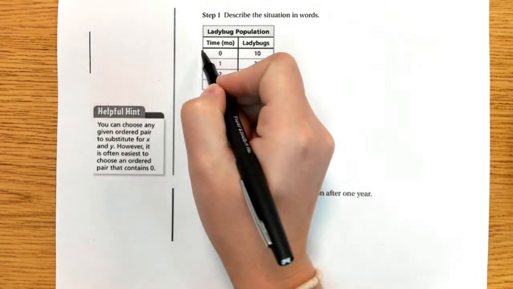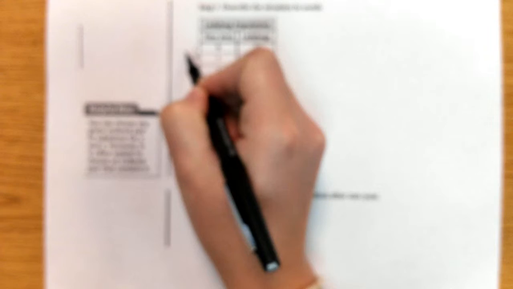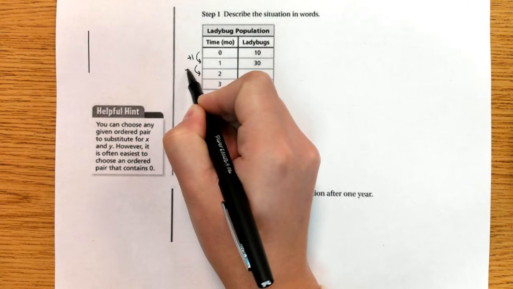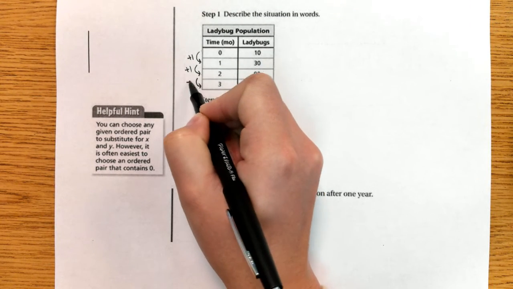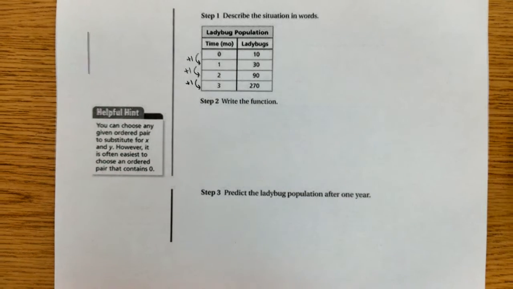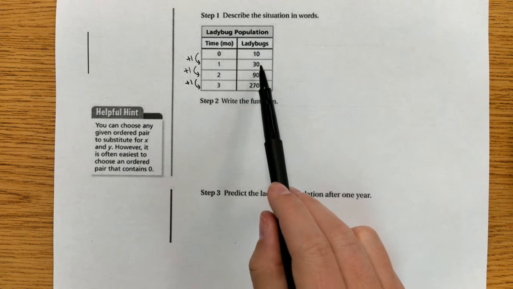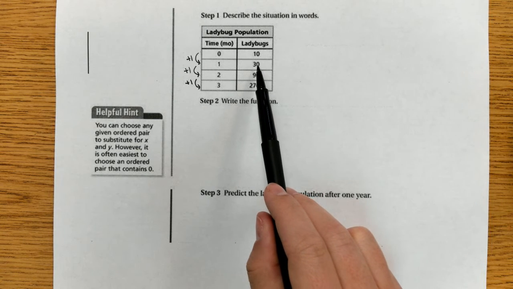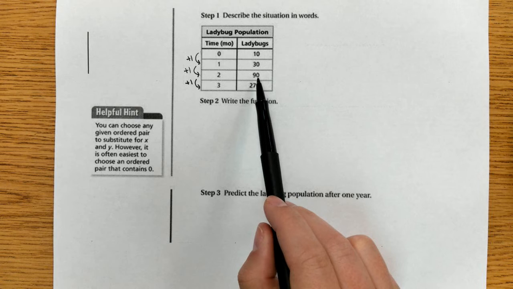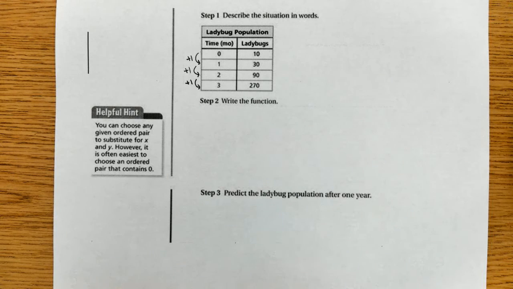So going from 0 to 1, I'm adding 1, 1 to 2, add 1, 2 to 3, add 1. So I have a constant change in my x values. So now let's see if it's linear. To go from 10 to 30, I add 20. 30 to 90, I have to add 60. So that's not a constant first difference.